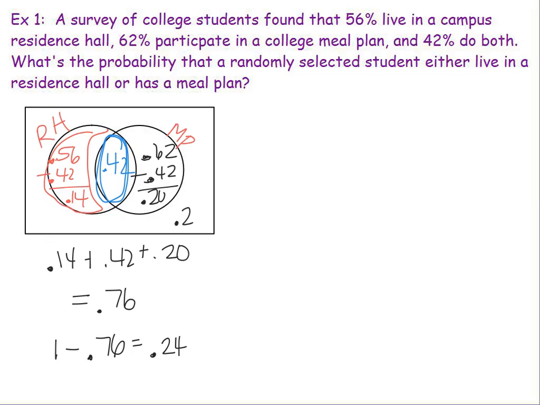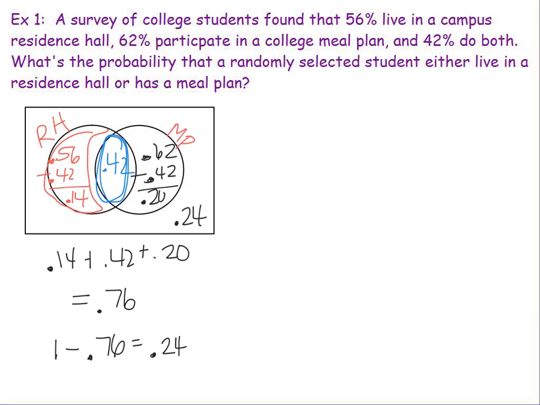Those are the people that go to school but don't do either one of those things. So now that we've completed our Venn diagram, we're going to answer the question that it asked. It asked, what's the probability that a randomly selected student either lives in a residence hall or has a meal plan? Well, in math, when we say the word "or," we are also including the situation of both. So all we have to do is identify the numbers that we need and add them up.